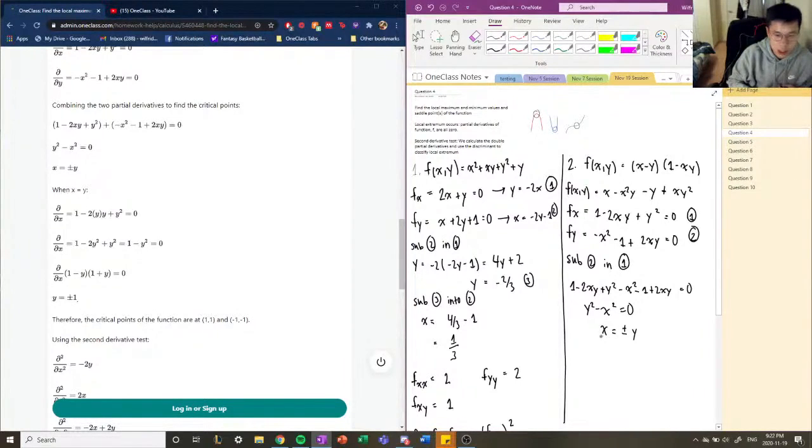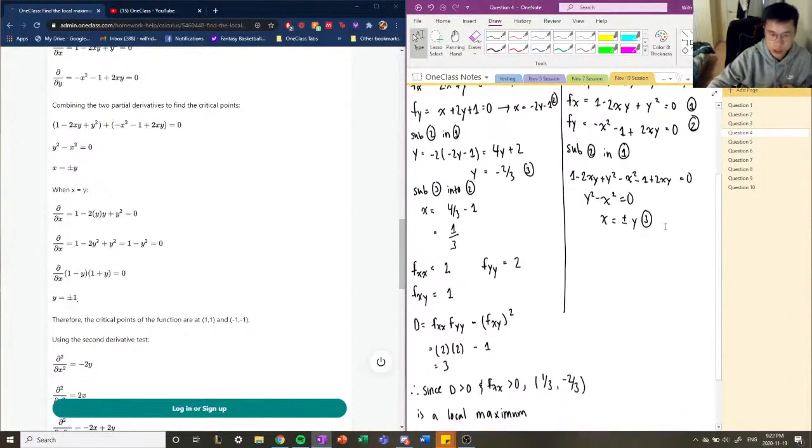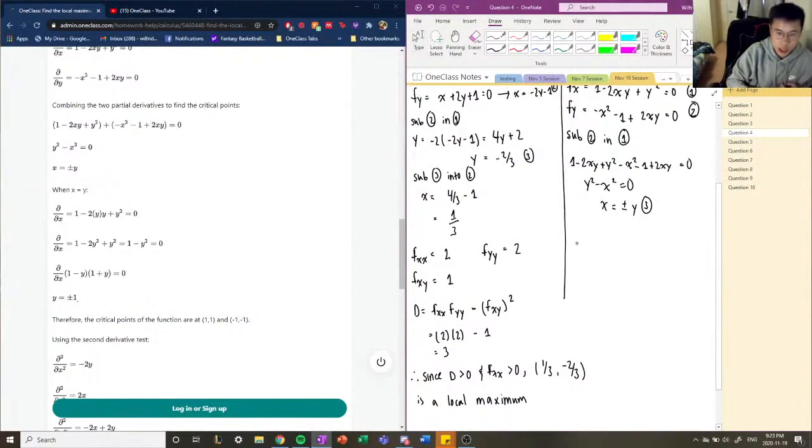All right, so since x equals positive or negative y, we're going to sub in when x equals y into our partial derivatives here. Let's label this to be 3. Also, let me scroll down a bit here. So sub 3 into 1, I guess. Okay, so when we sub 3 into 1, we get this equation.